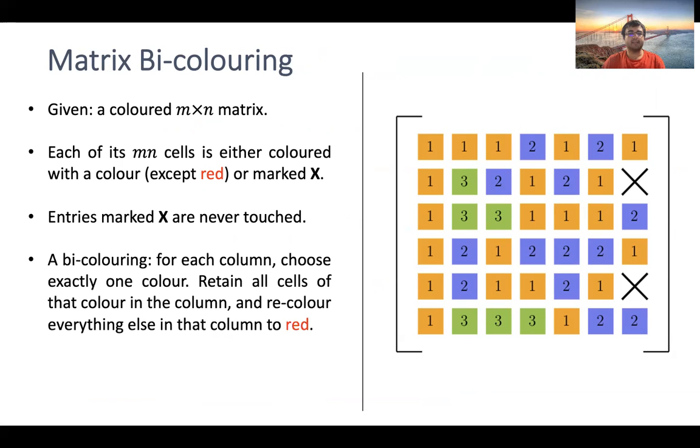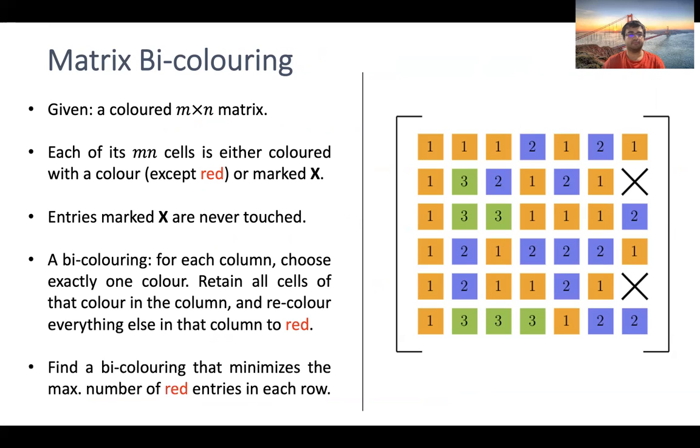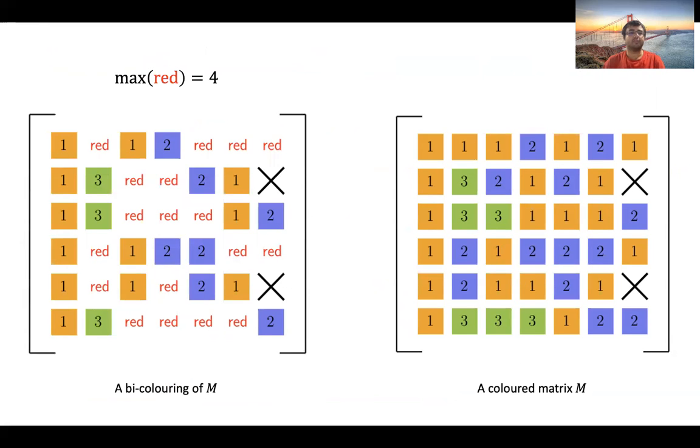A bicoloring scheme picks exactly one color per column. It retains all cells of that color in that column and recolors everything else with the color red. We want to minimize the maximum number of red or unpicked entries in each row. For example, if we picked yellow for column 1, green for column 2, yellow for column 3, blue for columns 4 and 5, yellow for column 6, and blue for column 7, we delete all the other colors and fill them as red. That leads to row 1 having 4 red entries, row 2 having 2 red entries, and so on. In particular, the maximum number of unpicked or red entries was 4.